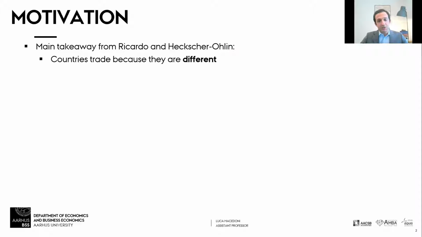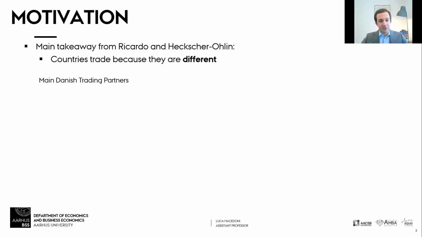First of all, recall that the main reason why countries trade in the Ricardian and Axial model is that countries are different. Different how? Well, in the Ricardian model, countries differ in terms of their technology. In the Axial model, countries differ in terms of their endowments of the factors of production. Well, let's look at how this happens in the data.